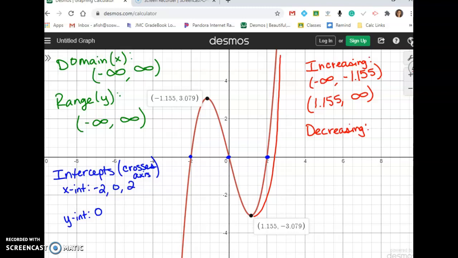It's decreasing. So where's the graph going down? The graph is going down in this section. So that's from negative 1.155 to positive 1.155. Again, just a little note. These are only x values.